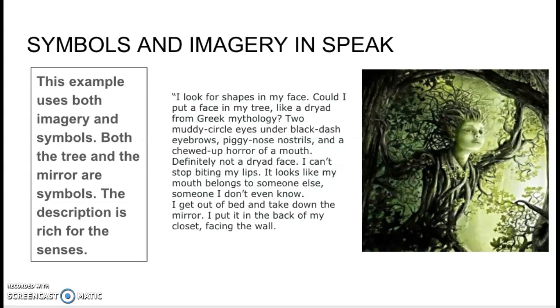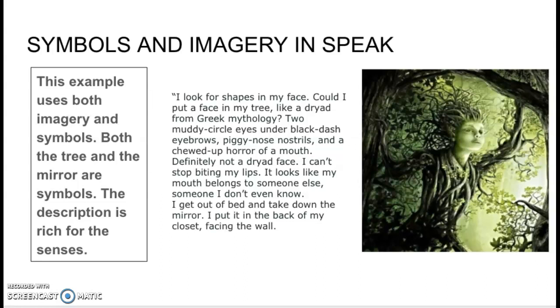In this example, we see both imagery and symbols. The tree and the mirror are both symbols, and this entire description is very rich for the senses, and that, of course, is how we create imagery.